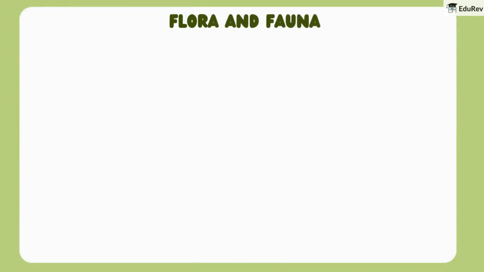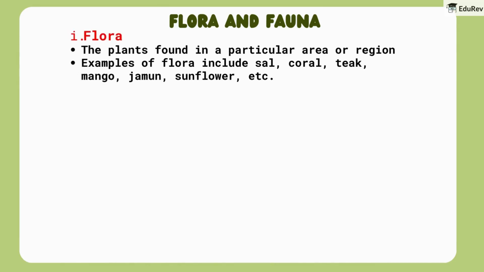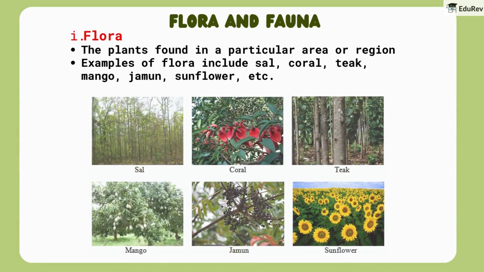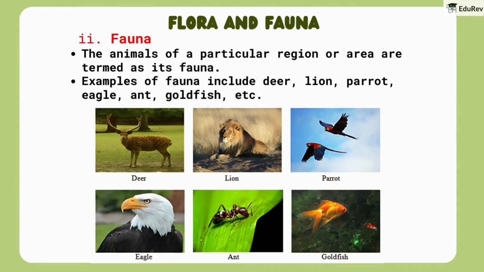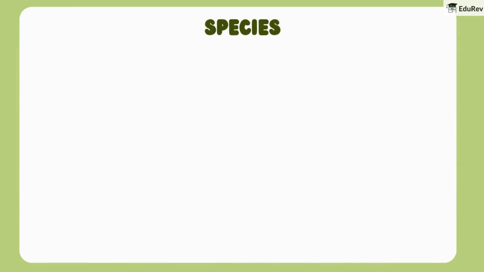Now, let's learn about flora and fauna. Flora means all the plants in an area. Examples of flora include sal, coral, teak, mango, jamun, sunflower, etc. And fauna refers to all the animals. Examples of fauna include deer, lion, parrot, eagle, ant, goldfish, etc. Each area has its own special plants and animals.